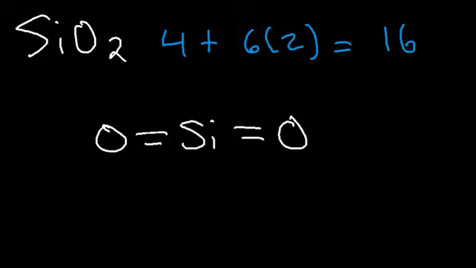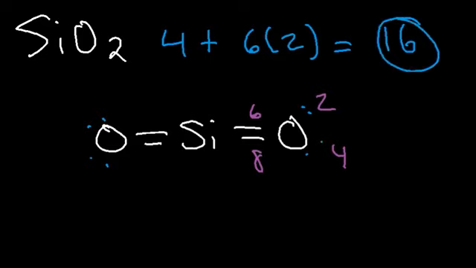And oxygen wants to have 8 electrons, so we need to add 2 lone pairs to each. So if we add up the electrons, 2, 4, 6, 8. Every bond represents 2 electrons. So oxygen has 8 electrons around it, and this other oxygen also has 8. If you count all the electrons in the structure, it adds up to 16, which is the total number of electrons. And that is the Lewis structure for a silicon dioxide molecule.